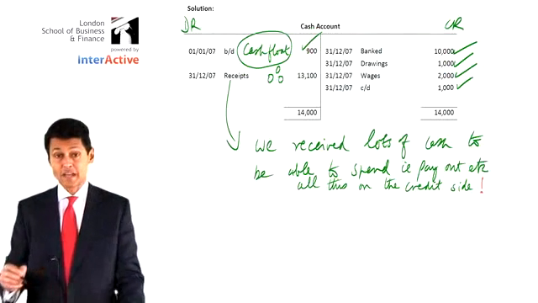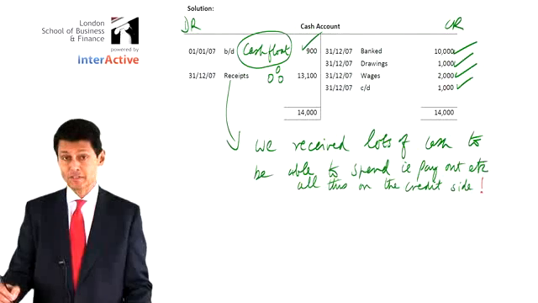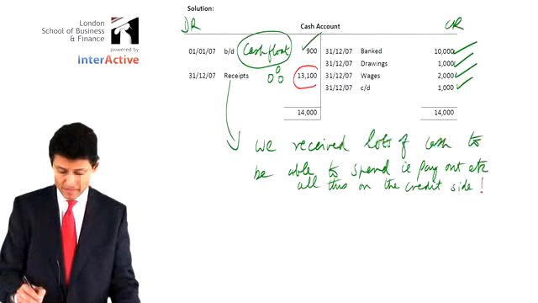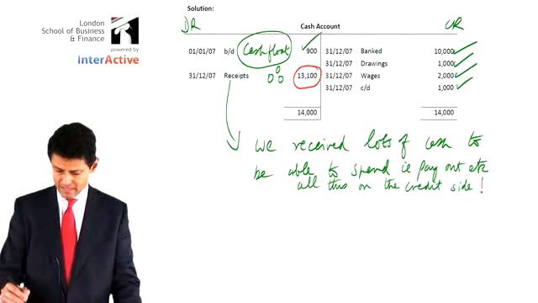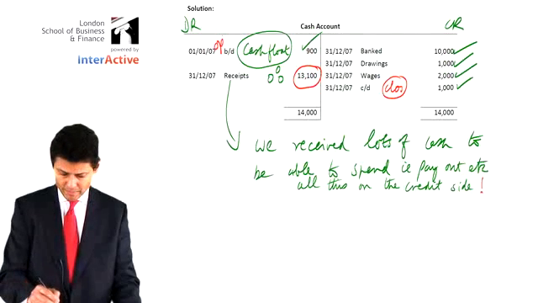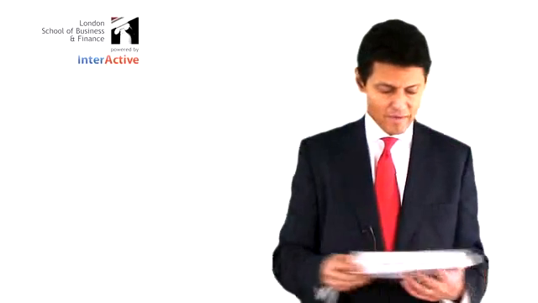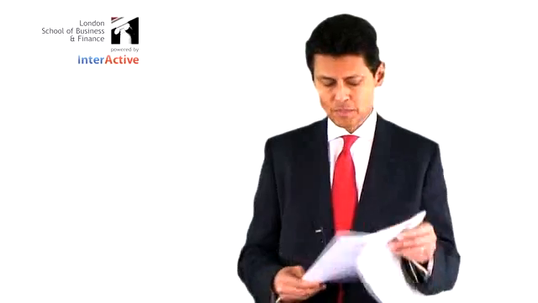So if you've got 900 only and you've paid out 10,000, 1,000, 2,000 and you still have a good balance left, it must mean you've received a huge amount, 13,100. Okay? So that is the closing balance. The other one was the opening balance. And so it goes on. Very, very straightforward indeed. So that's the cash account. Let's move on to a couple more of these to see if we can get this done.